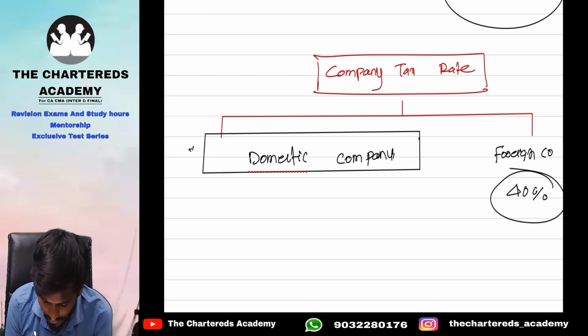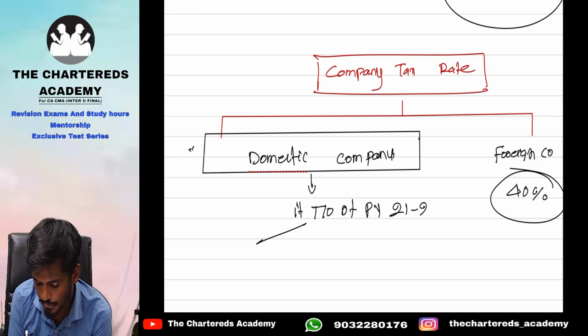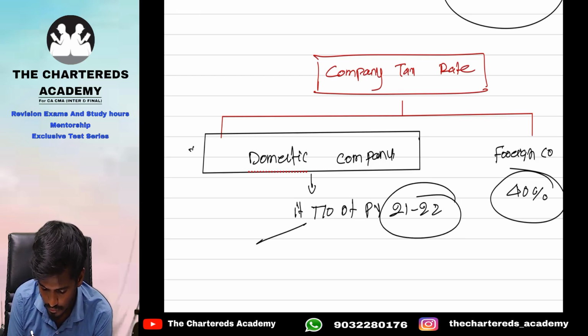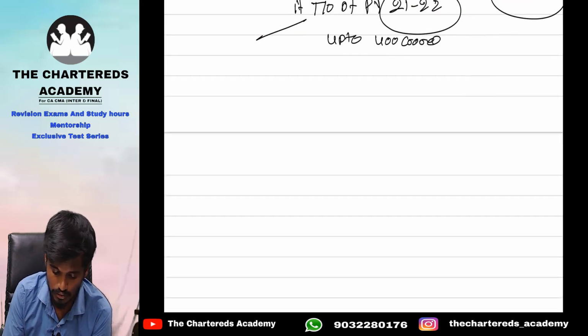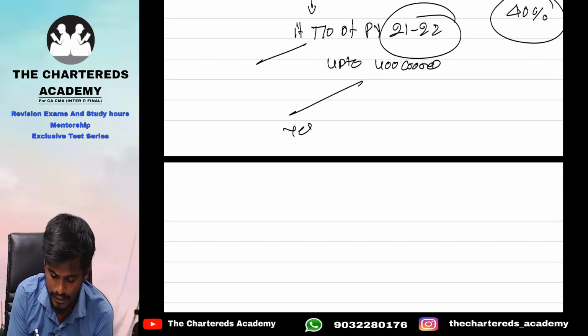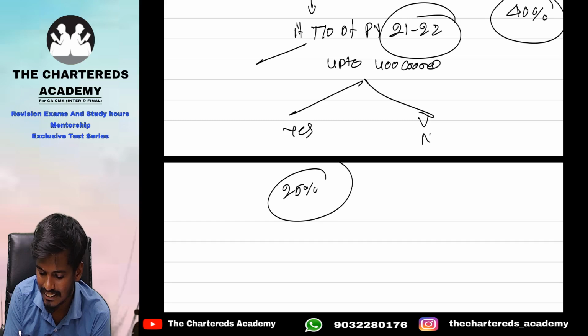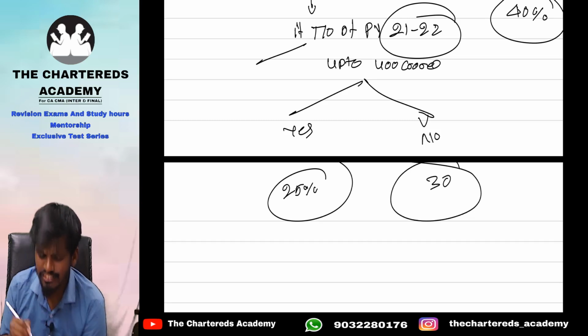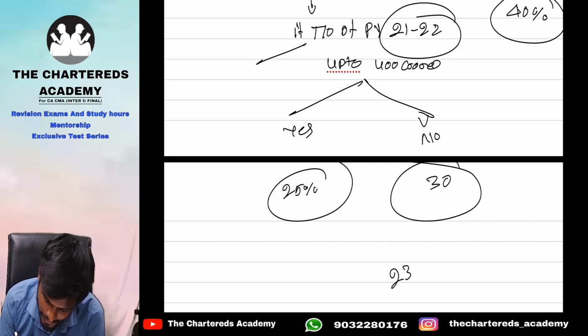Sir, it depends on the turnover of the previous year, 21-22. If the turnover of the previous year is up to 400 crores, your tax rate is 25%, sir. Otherwise, 30%. Sir, why the previous year 21-22? We are in the previous year of 23-24.